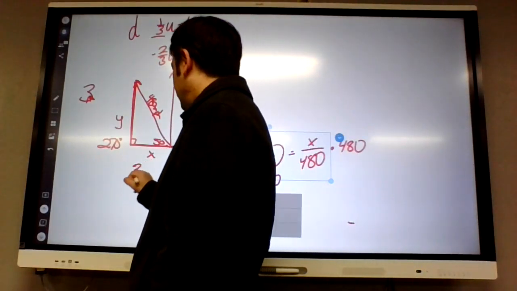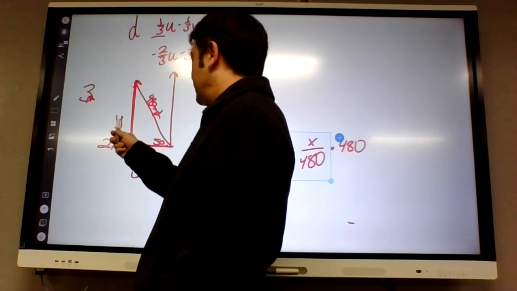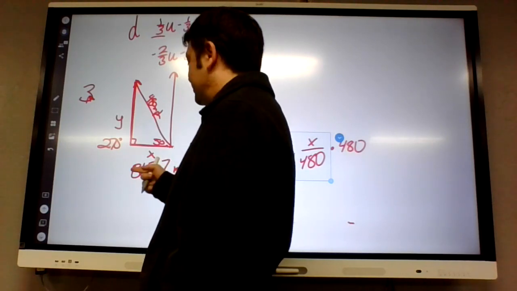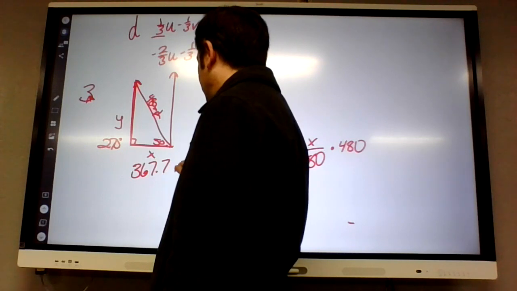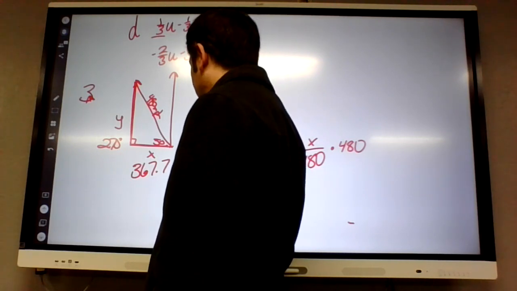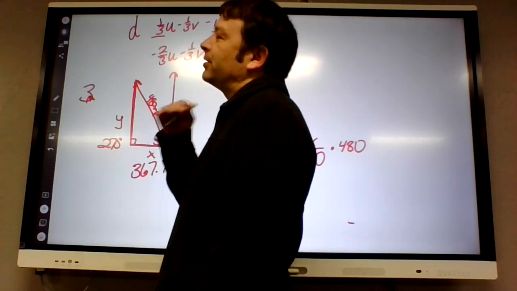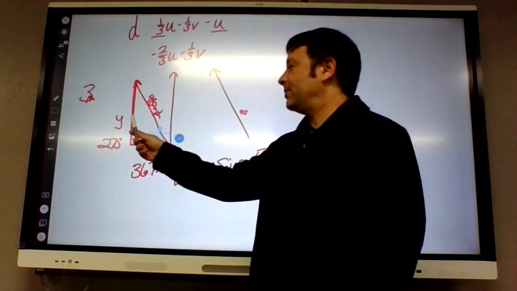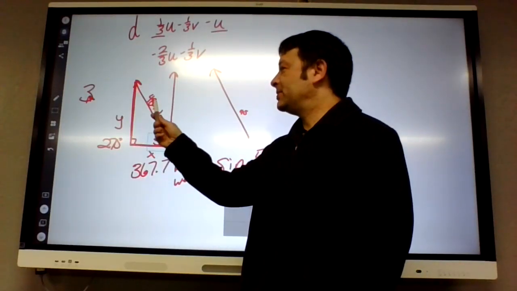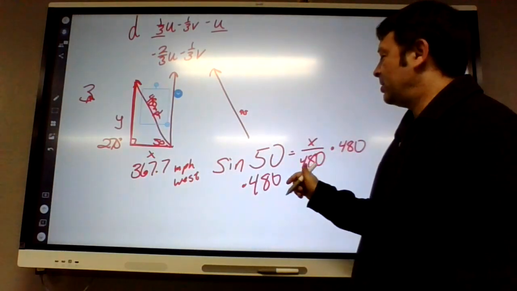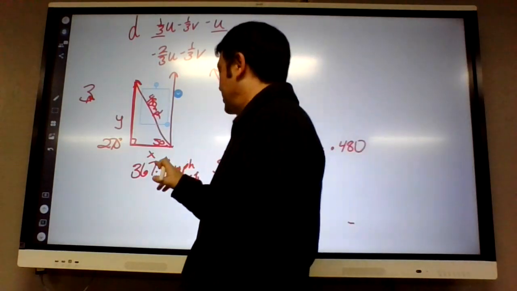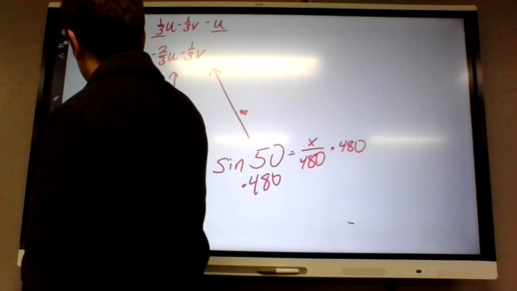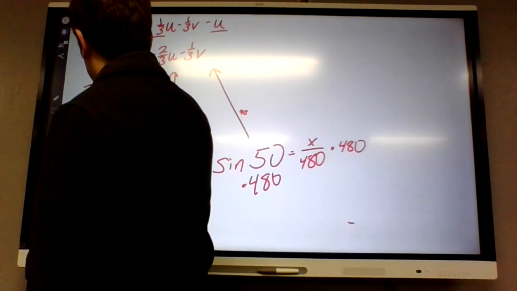367.7. That's basically how many miles per hour in the west direction they're going. I'll keep that, miles per hour west. Then we need to find out how far they're going in the north direction, so that would be the y. Relative to this angle, y is the opposite. Oh shoot, this was the sine, my bad. Miles per hour north.